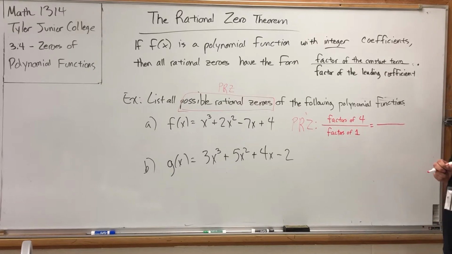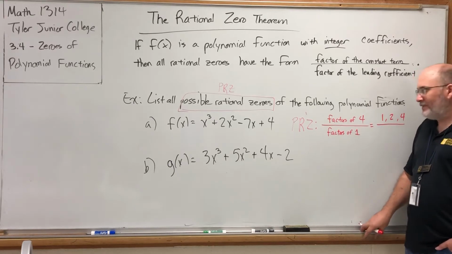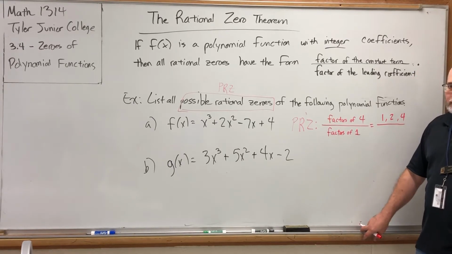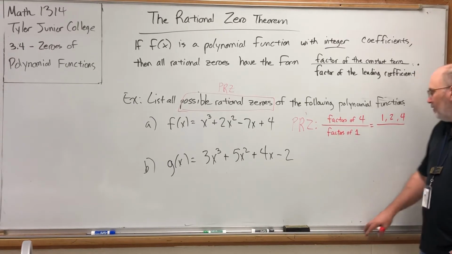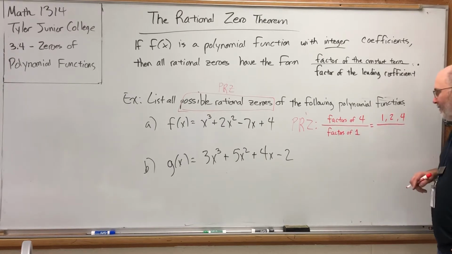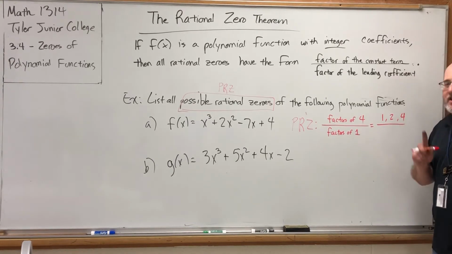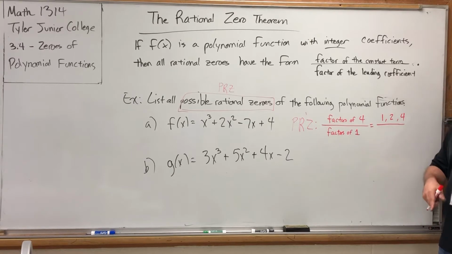In the top, we need to list every number that will divide into 4 evenly. And it seems like it's only 1, 2, and 4. That's only half the list. Because at no point did I say these factors had to be positive. They could be positive or negative. So if 1, 2, and 4 are factors of 4, then so are negative 1, negative 2, and negative 4. Now, I don't have to list them separately.